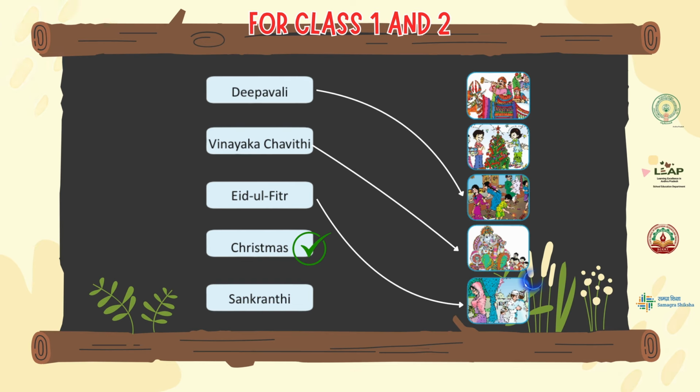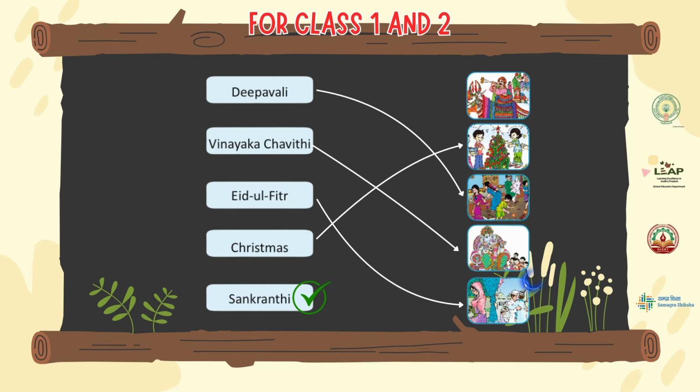Now match the word Christmas with the picture of Santa or children decorating a Christmas tree. So where is that? That is the second one from the top. Now the fifth one is Sankranti. So see the first picture from the top.